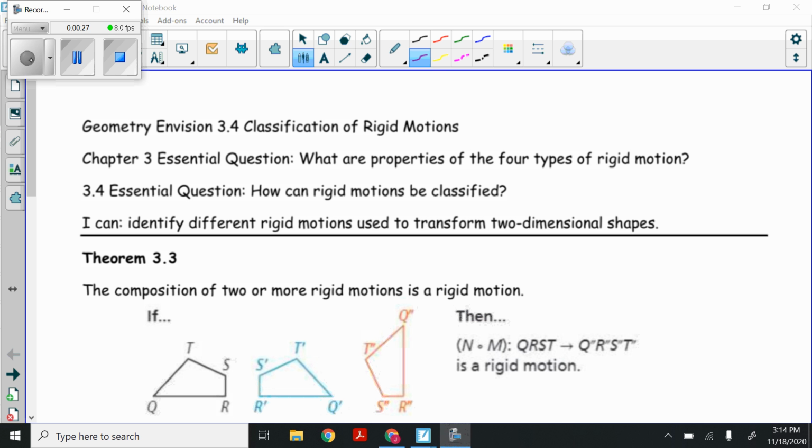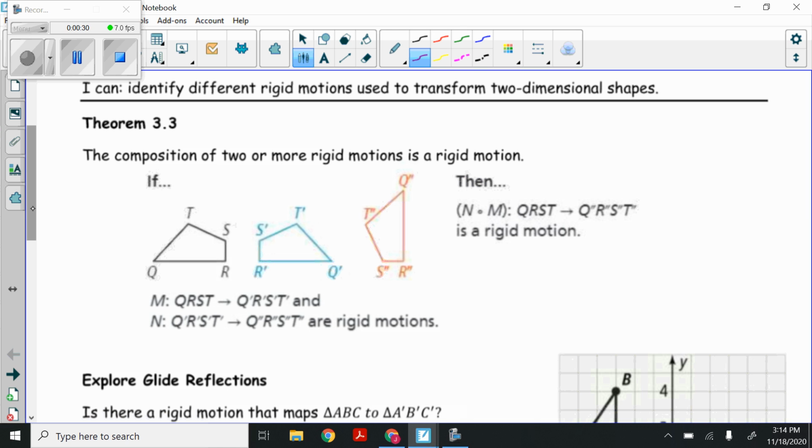So we're going to start out with theorem 3.3. It tells me that the composition of two or more rigid motions is a rigid motion itself. So if I have this picture and I start out with QRST and I transform that to Q prime, R prime, S prime, T prime, and then I transform that to Q double prime, R double prime, S double prime, and T double prime, and those are rigid motions, then the composition of N and M from QRST to Q double prime, R double prime, S double prime, T double prime is itself a rigid motion. So we're going to explore what's called glide reflections.